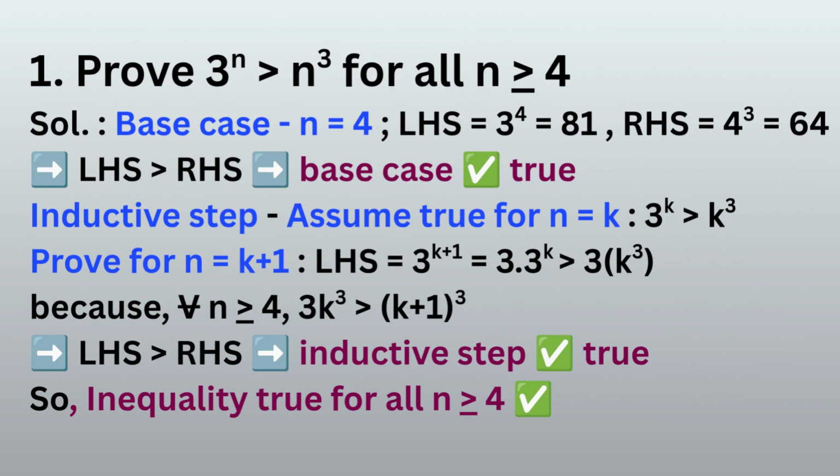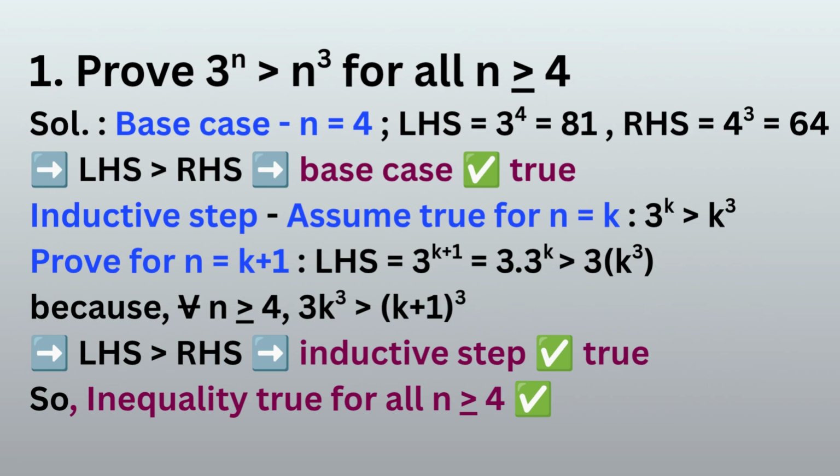We substitute n equal to 4. The left hand side becomes 3 to the power 4, which is 81, and the right hand side becomes 4 to the power 3, which is 64. Since 81 is greater than 64, the base case is verified. Next, inductive step. Now assume that the inequality is true for n equal to k. That is, 3 to the power k is greater than k cube. We now prove it for k plus 1.